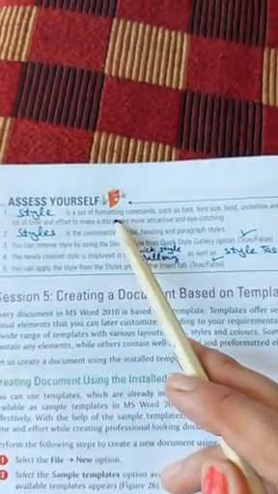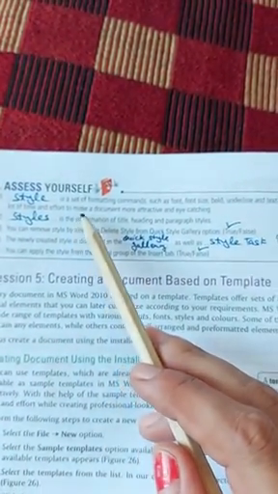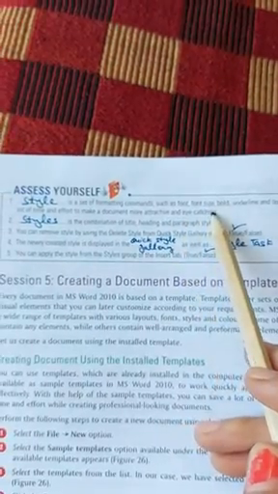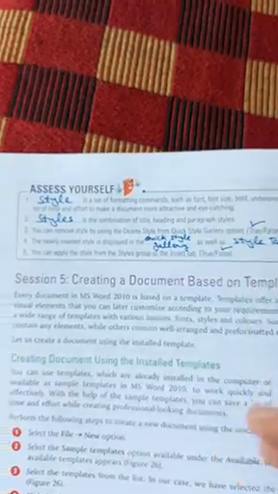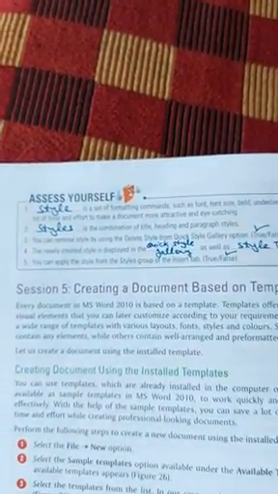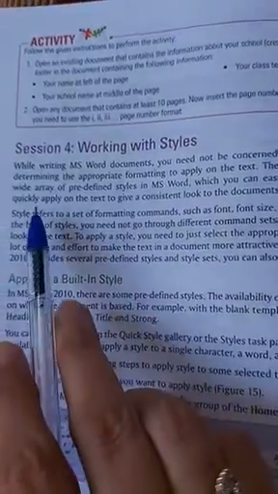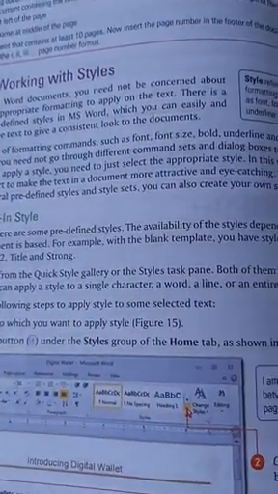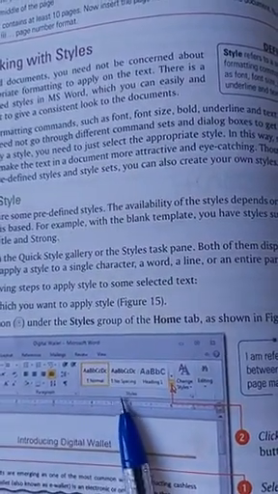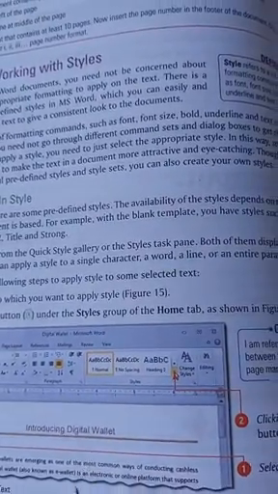Style is a set of formatting commands such as font, font size, bold, underline, and text color, which saves a lot of time and effort to make a document more attractive and eye-catching. Styles is the combination of title, heading, and paragraph style. The basic difference between style and styles is: style means to format any kind of font with formatting commands, and styles means the group of predefined style for header, paragraph, and font.